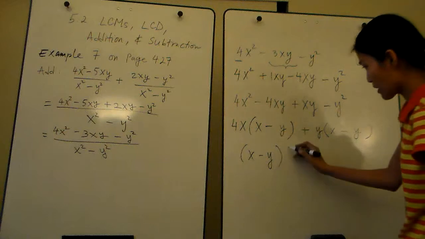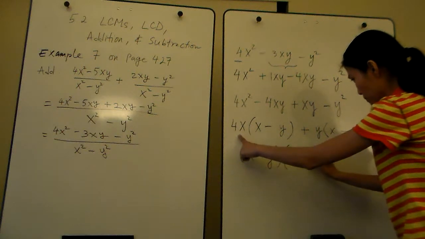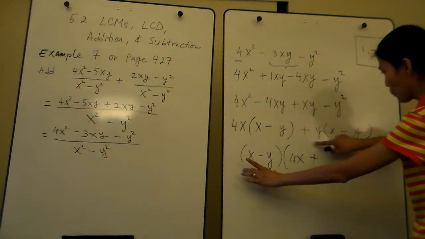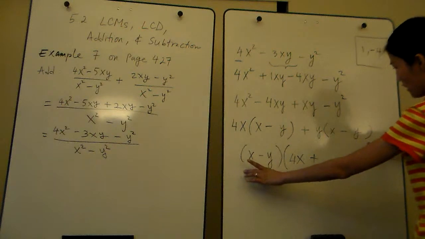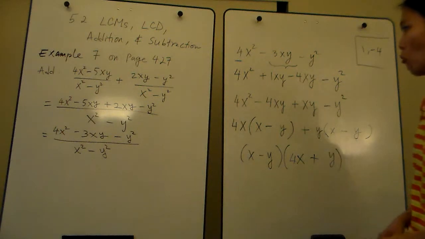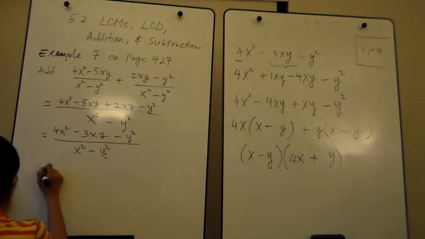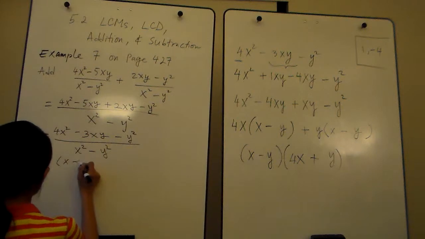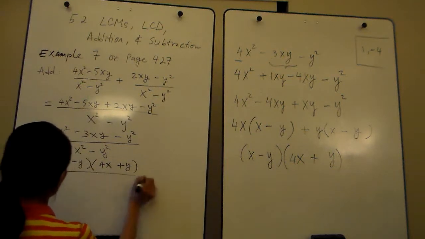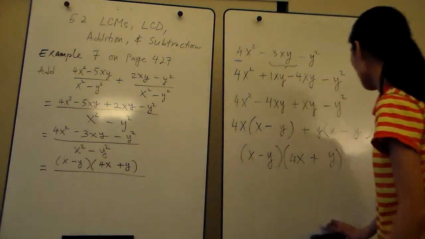If I factor this out, for the first term, x minus y, the remaining term is 4x, right? Plus, for the second term, if I factor out x minus y right here, the remaining term is y. So using the AC method, I factored the numerator, and I got this. So let me rewrite the factors of the numerator, which is x minus y times 4x plus y. And I'm going to factor the denominator as well.